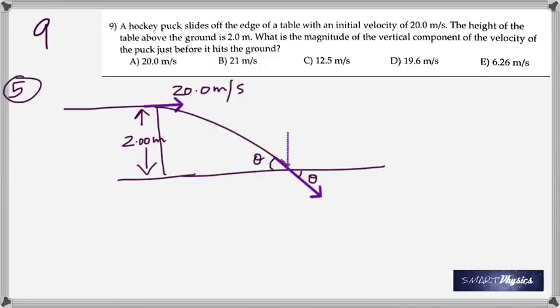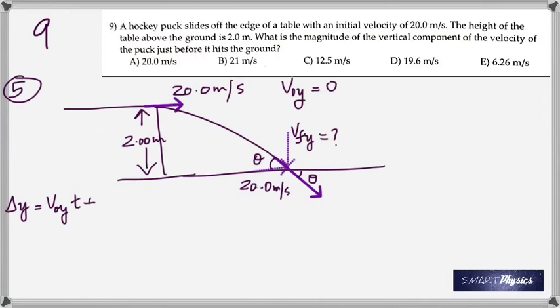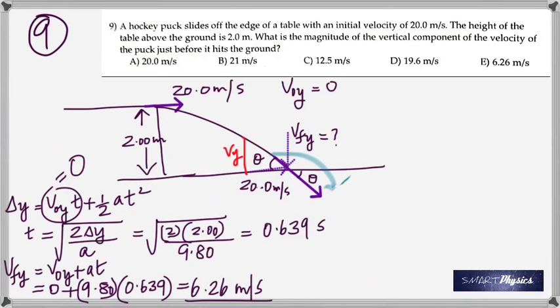Initial vertical component is 0. Since the initial vertical component is 0, and you've got to find the final, remember what we did? We found the time as 0.639 and then used this equation to find the vertical component. We had done this before, so that's the answer.